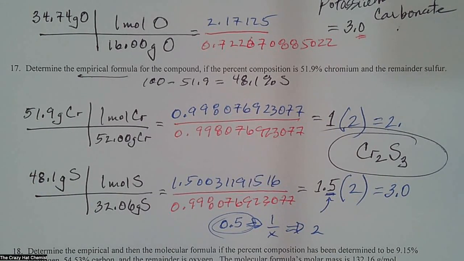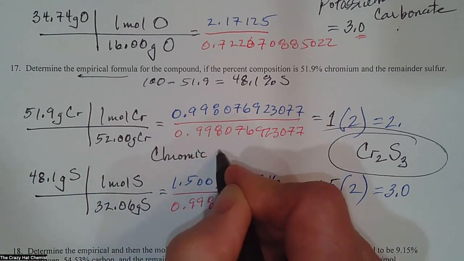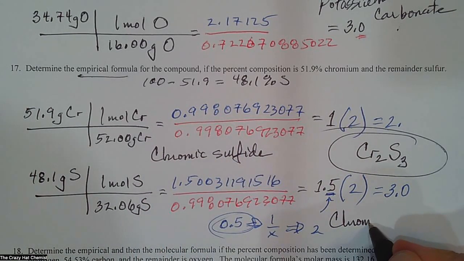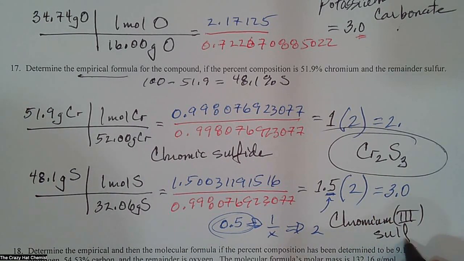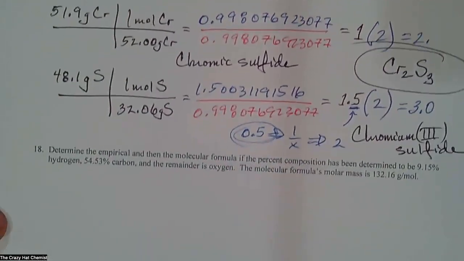And that hopefully should make sense. This is chromic sulfide, or chromium Roman numeral 3 sulfide. That's the name of this compound. So chromic sulfide, or chromium Roman numeral 3 sulfide. Cool. That's pretty awesome, I think. I like that a lot. All right, so we are going to keep on going here. So we're going to go on to the next one.